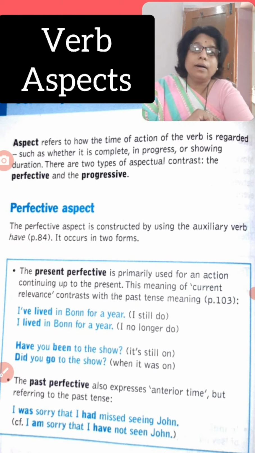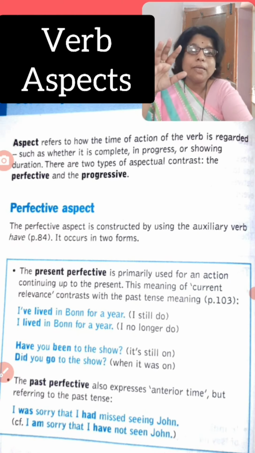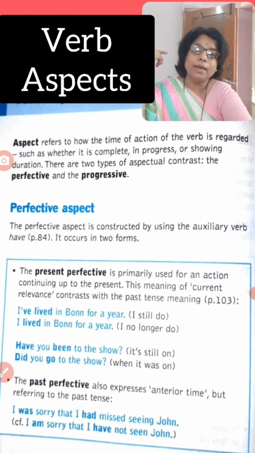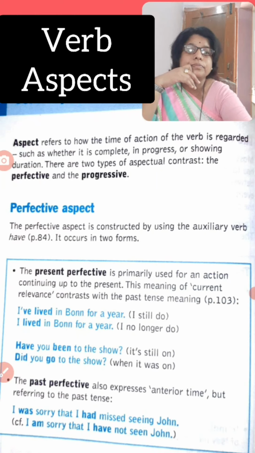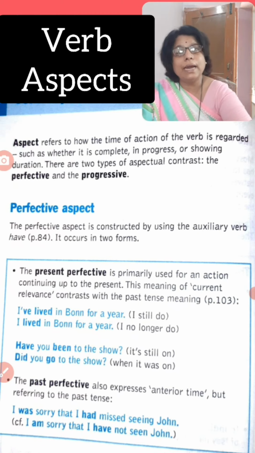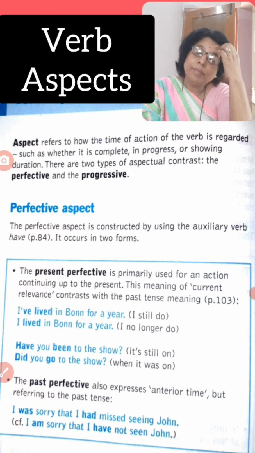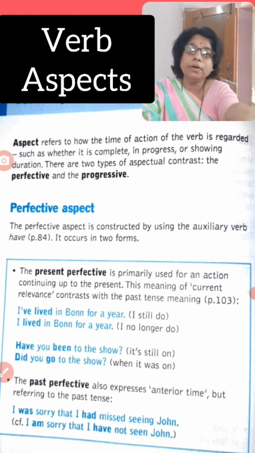Now, what is past perfective? This past perfective expresses anterior time, past of the past. Okay, but referring to the past tense, anterior time, past of the past. For example, I was sorry that I had missed seeing John. I was sorry. So was in the past tense, and before that, the speaker is talking about past of the past. So it means I had missed seeing John. Had plus pp of the main verb. So this is past of the past.